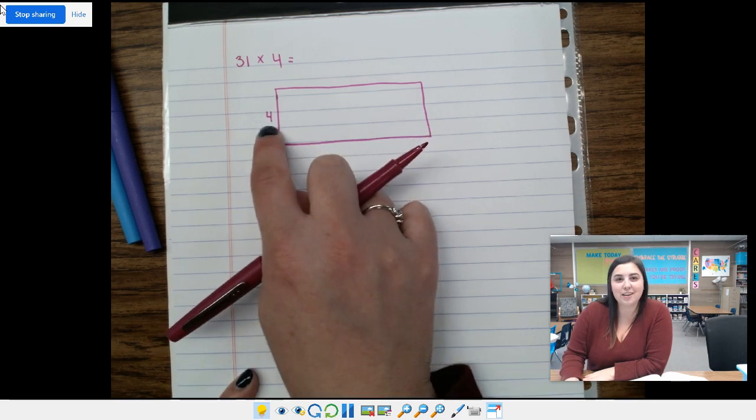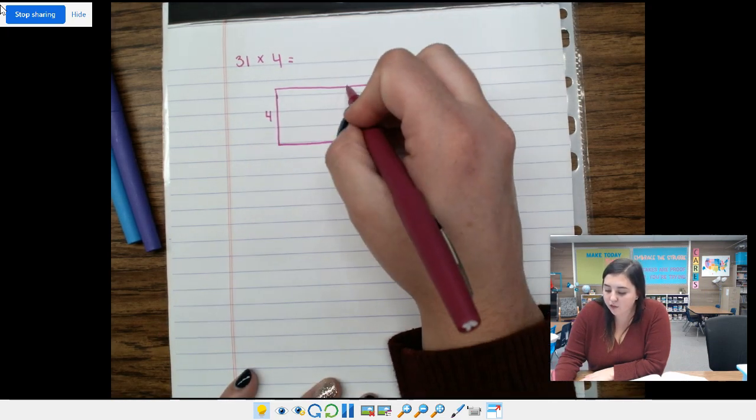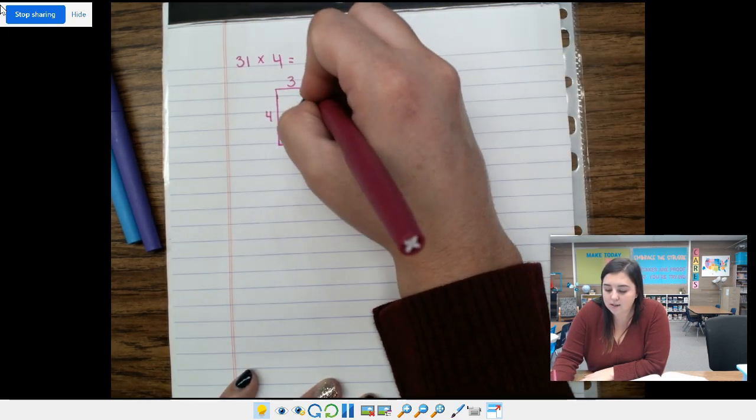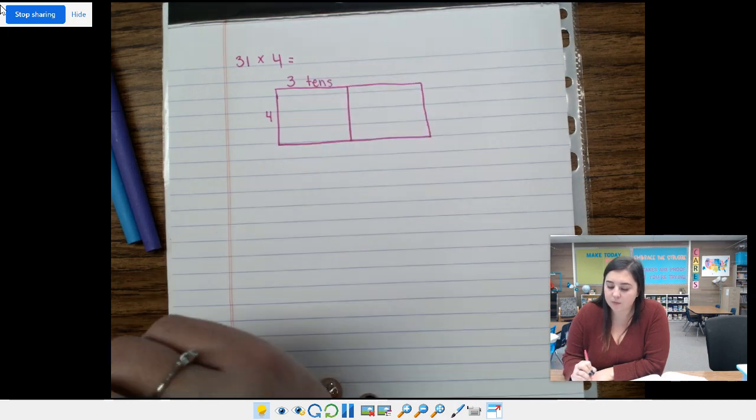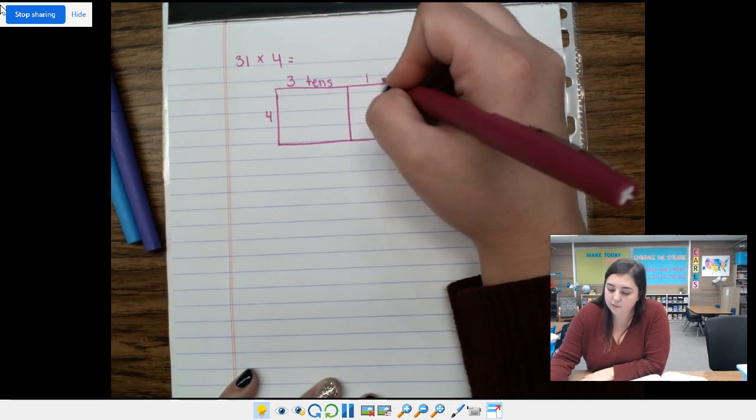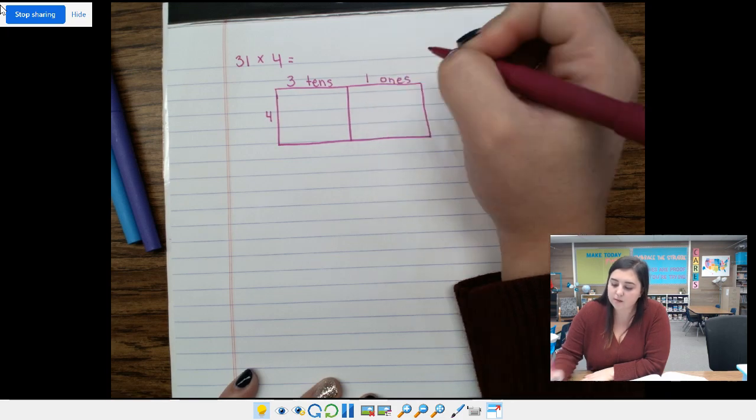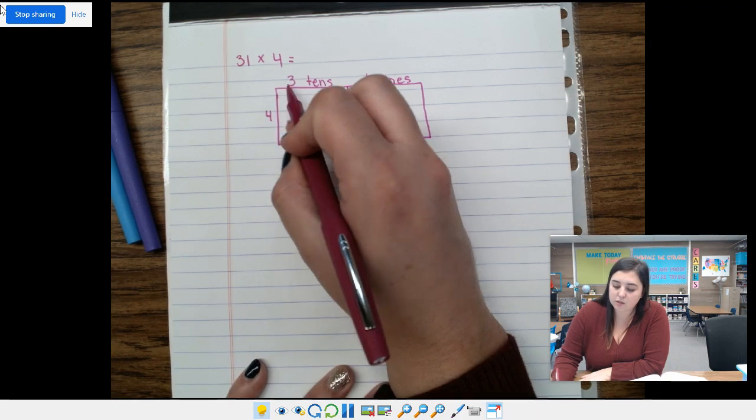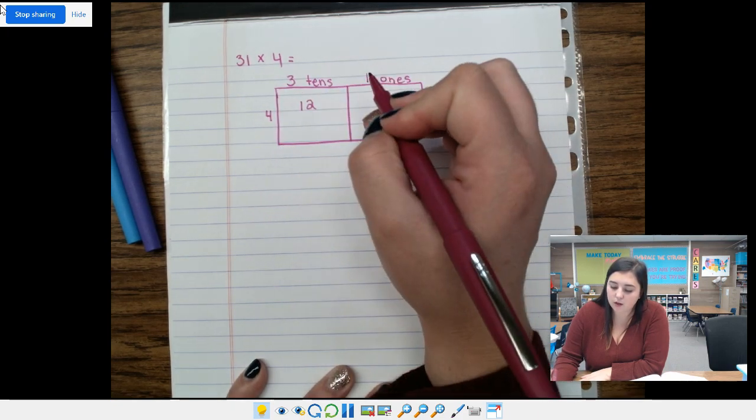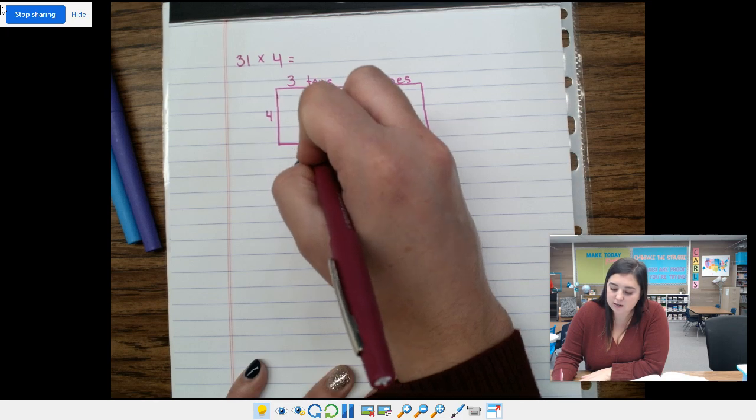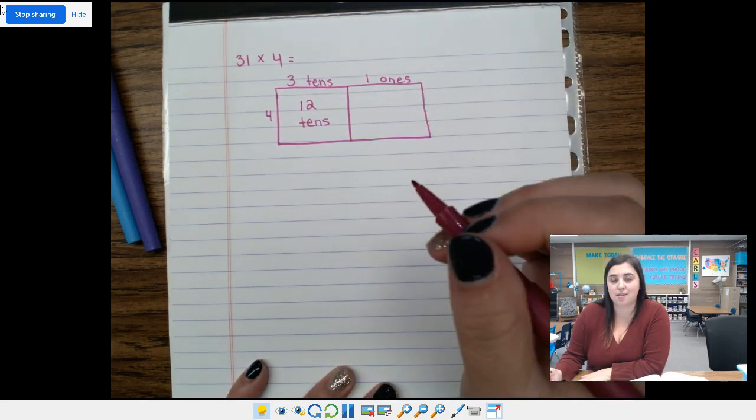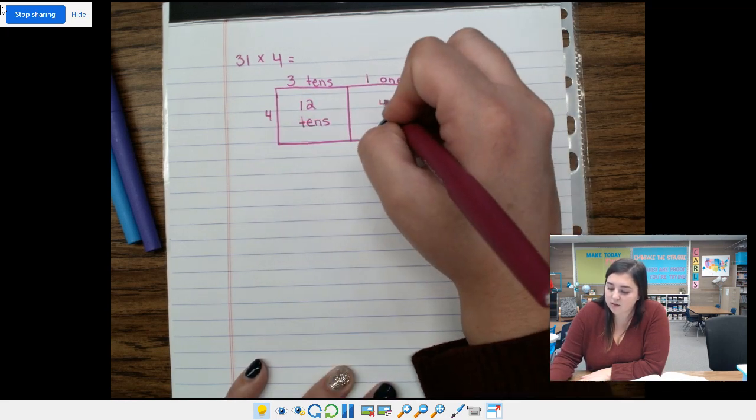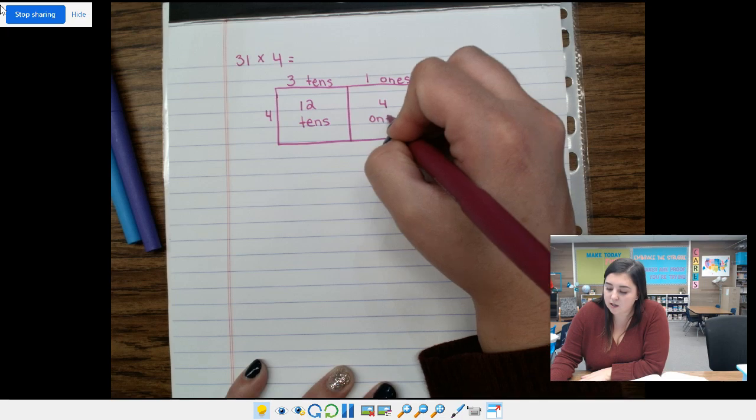The smaller number is going to go on the short side, and then I'm going to break up my 31. So my first digit there is a 3, and it's in the tens place. Then my second digit is a 1, and it is in the ones place. Now we can solve. 4 times 3 is 12, and the place value needs to stay the same, so it should be 12 tens. Then I have a 4 times 1 is 4, and it needs to stay in the ones.